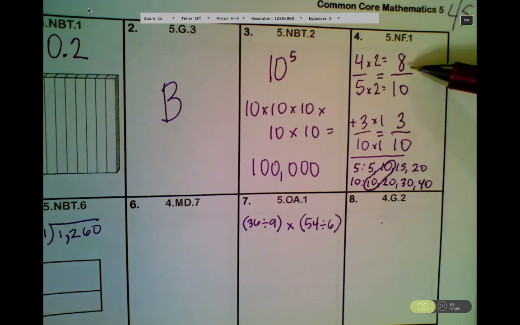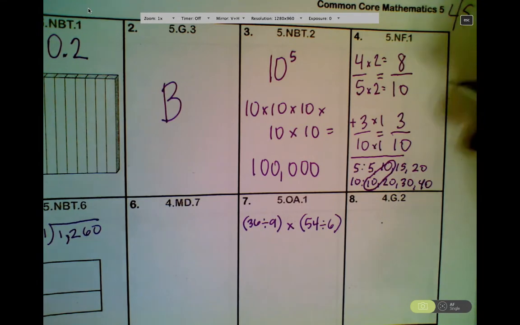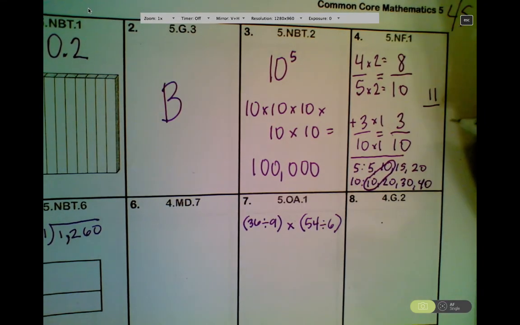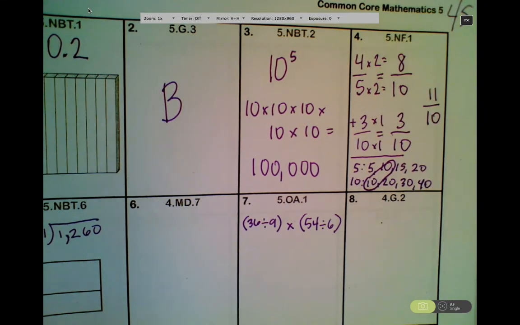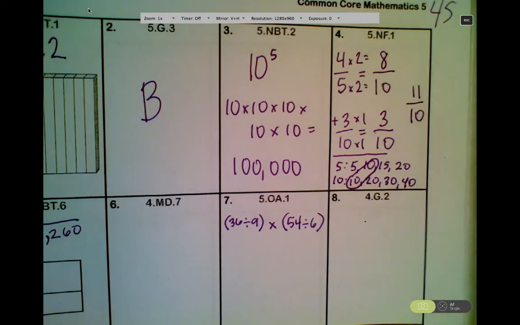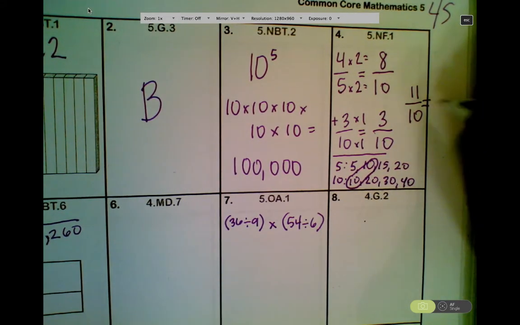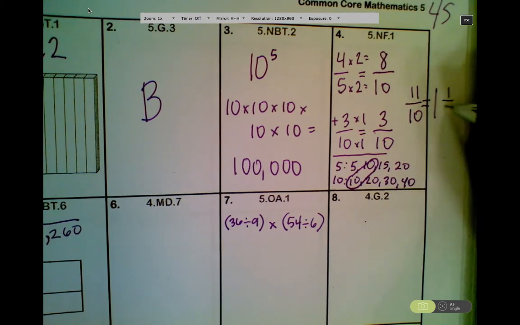Now I can add my fractions. 8 plus 3 is 11, and we'll keep the denominator the same, 11/10. Now we know that's an improper fraction, and we can turn it into a mixed number, 1 and 1/10.